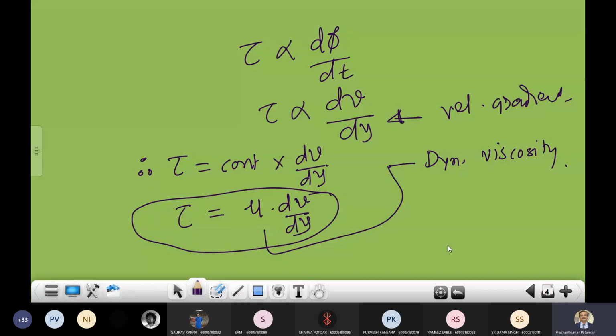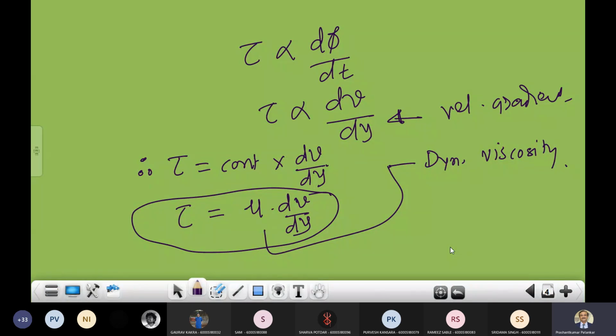But in case of gases, there is one more term, which we call the exchange of momentum. That momentum exchange is going to increase with a rise of temperature, and hence the resistance is going to increase. I mean the viscosity is going to increase. But in case of liquids, viscosity reduces with the increase of temperature.